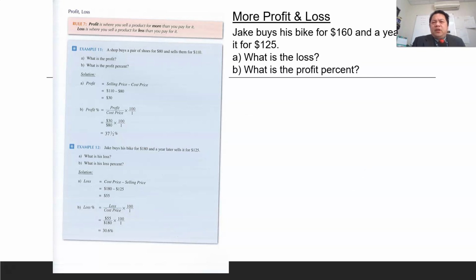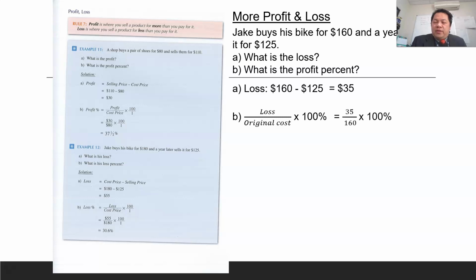Next one. Jake buys a bike at $160 and a year later sells it for $125. So now you're talking about losing money, isn't it? So what's the loss? 160 minus 125. The loss is $35. So again, what's the percentage loss? The loss out of the original cost. What's the original? The original was 160. So 35 out of 160 times 100%. You simplify further. You actually get 350 out of 16, which is 21.88% loss.